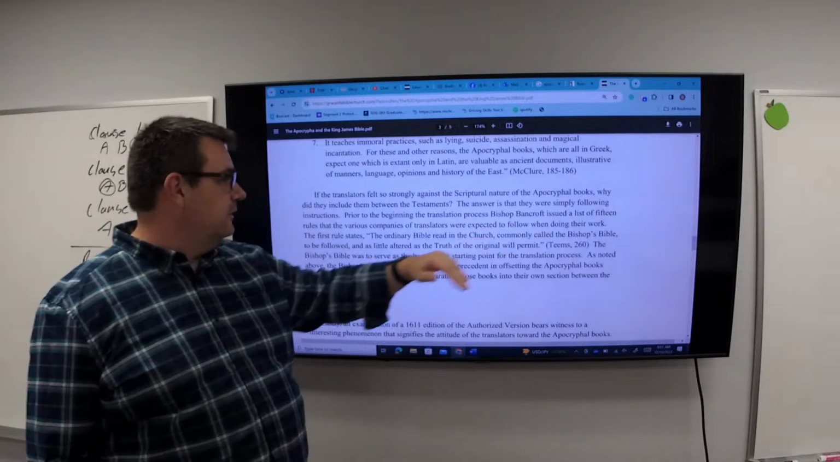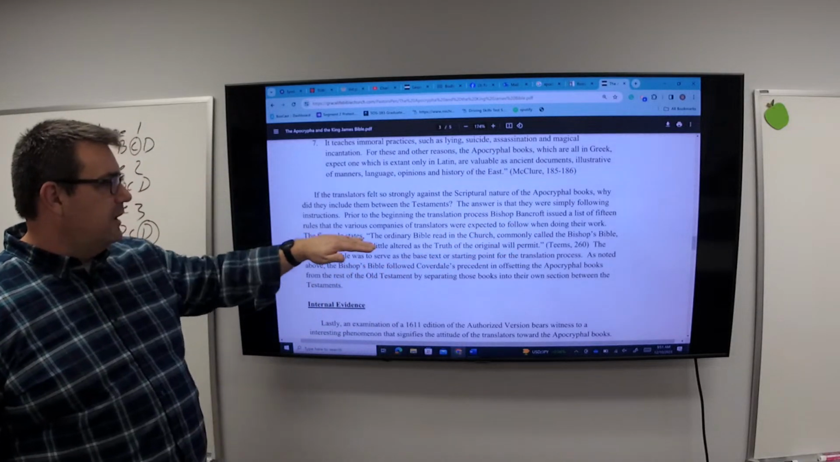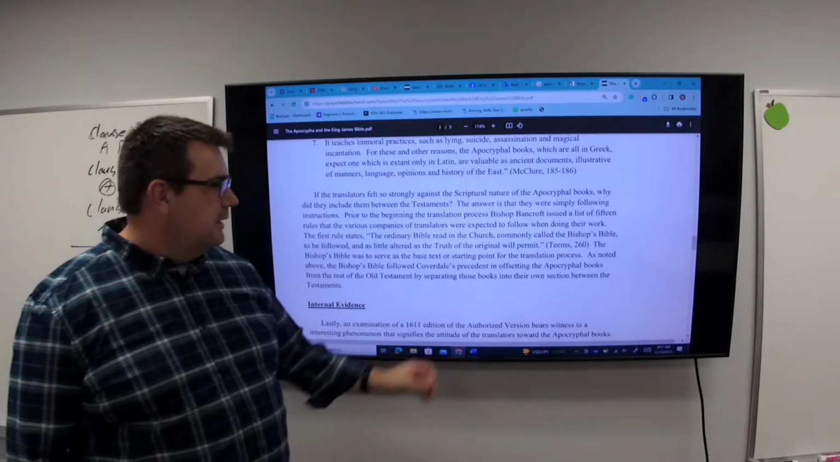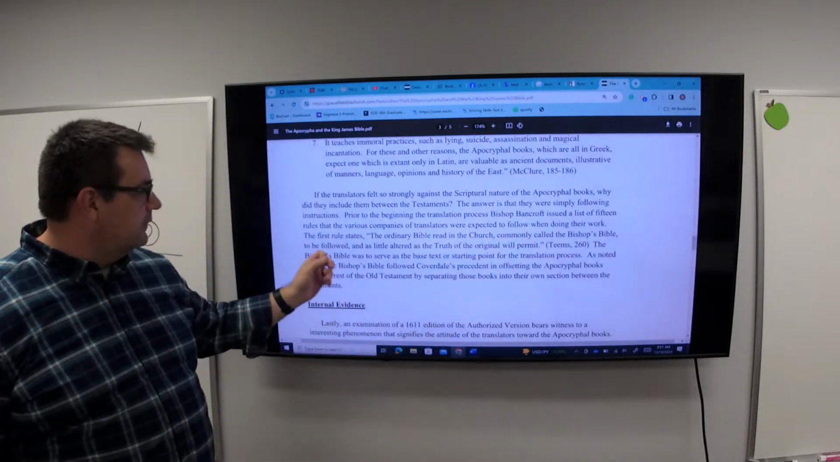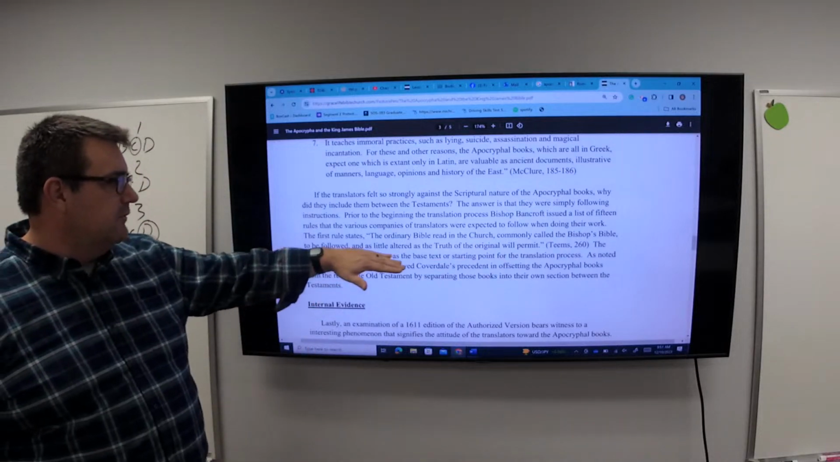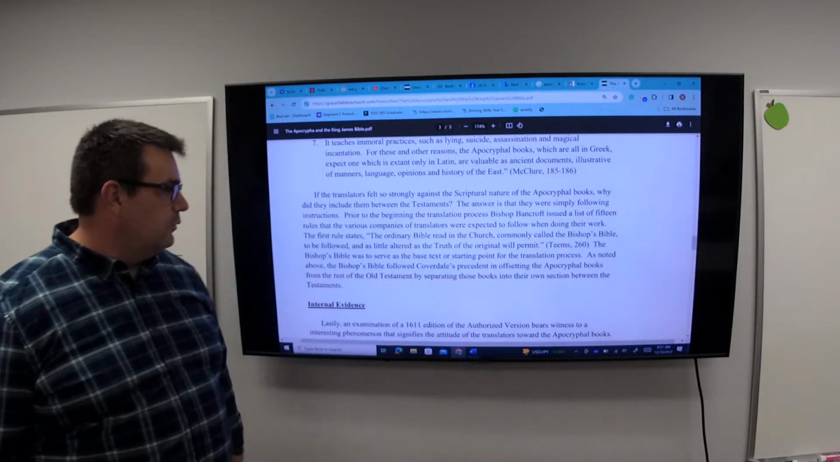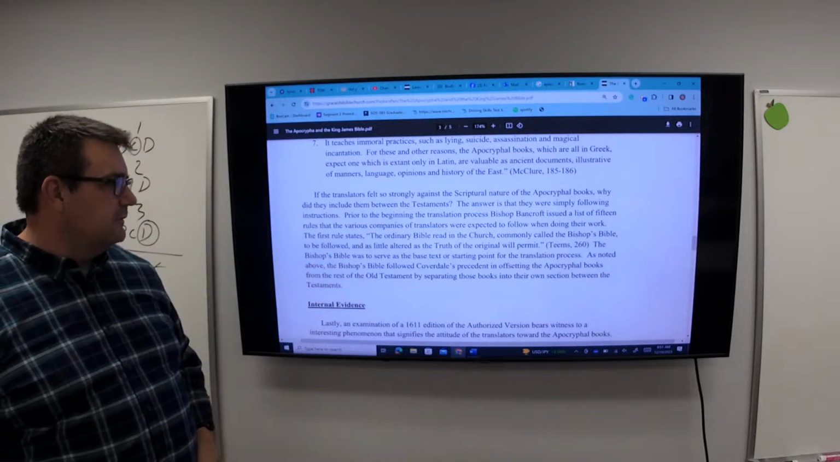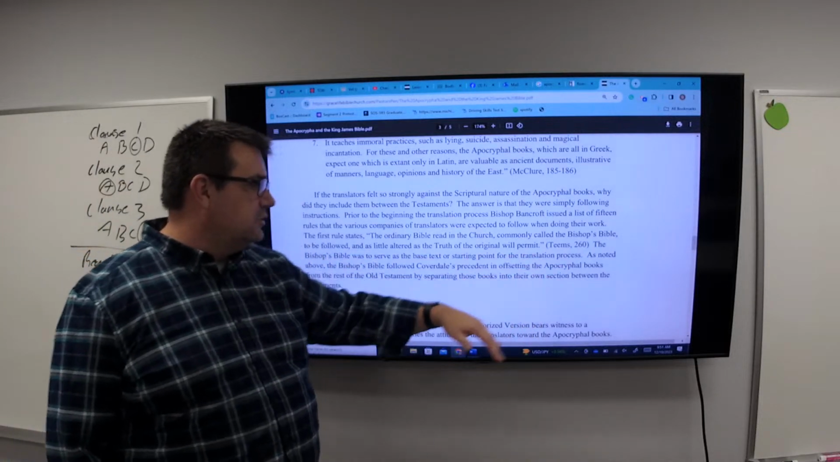Bishop Bancroft issued a list of 15 rules that the various companies of translators were expected to follow when doing their work. The first rule states the ordinary Bible read in the church, commonly called the Bishop's Bible, to be followed and little altered as the truth of the original will permit. The Bishop's Bible is to serve as the base text or starting point for the translation process.